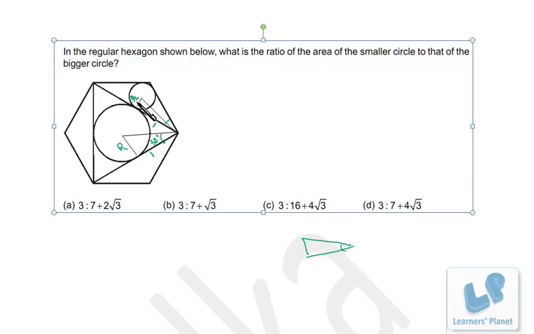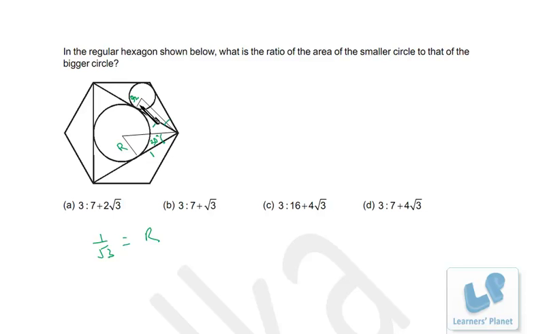So this is R. Now we can calculate the area very easily. This angle is 15, this is 30. Now if I have to find out the area of the bigger circle, what will I do? See, the relationship between this and this is given by tan theta. So tan 30 degrees is what? 1 by root 3 is R. Okay, so that is the radius of the bigger circle.